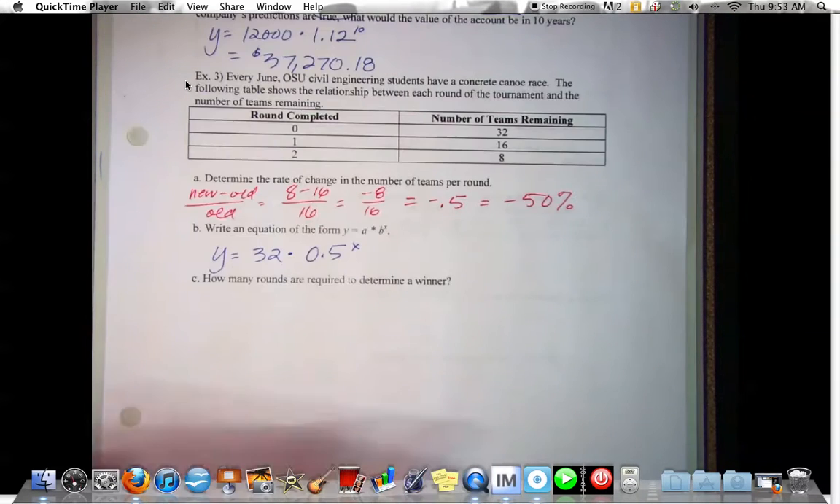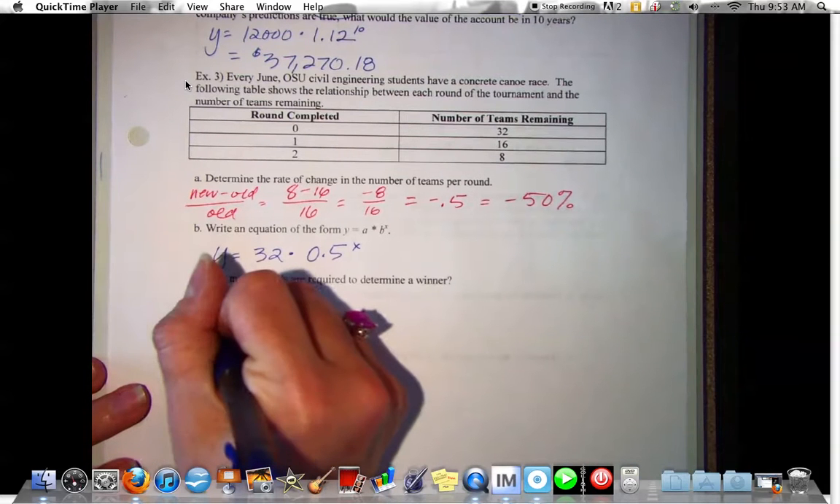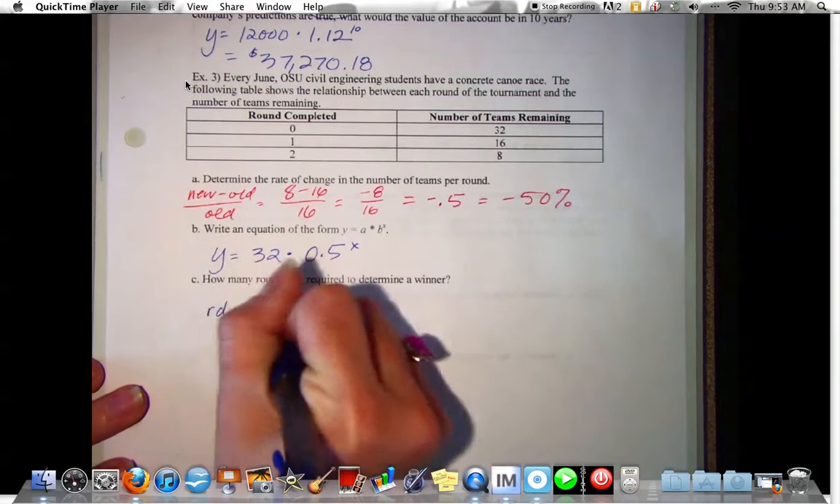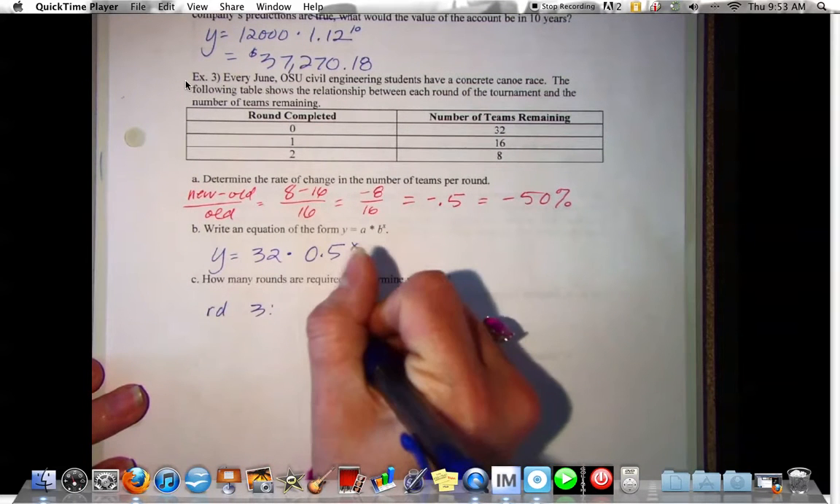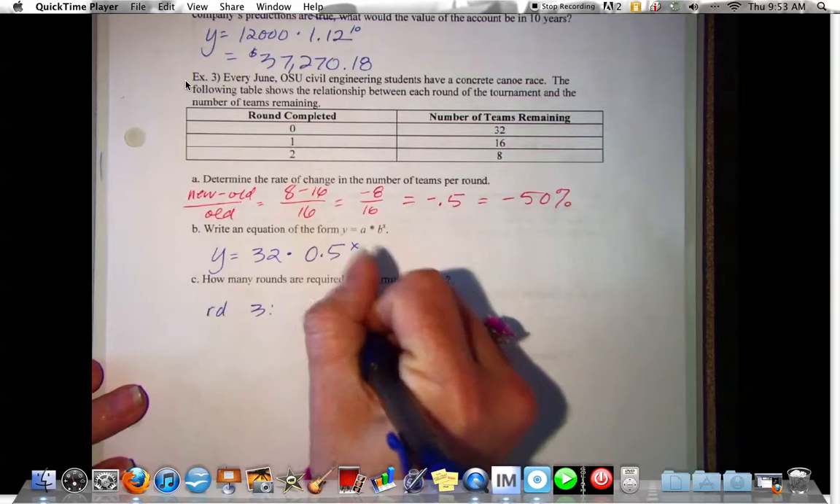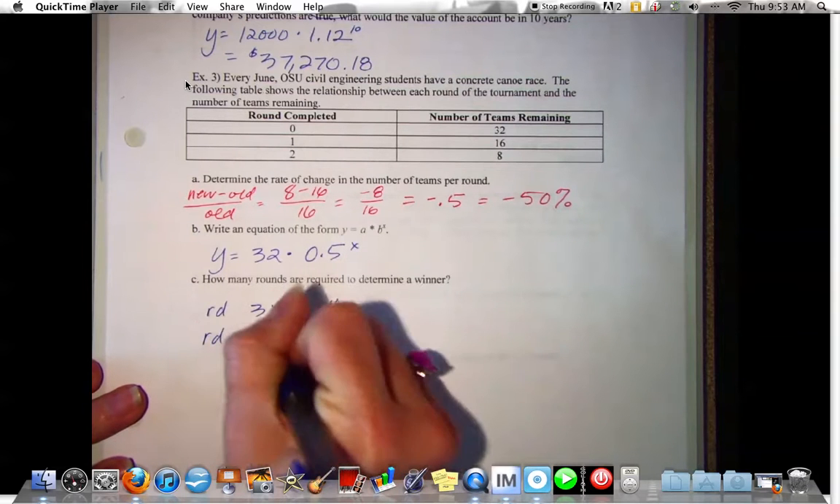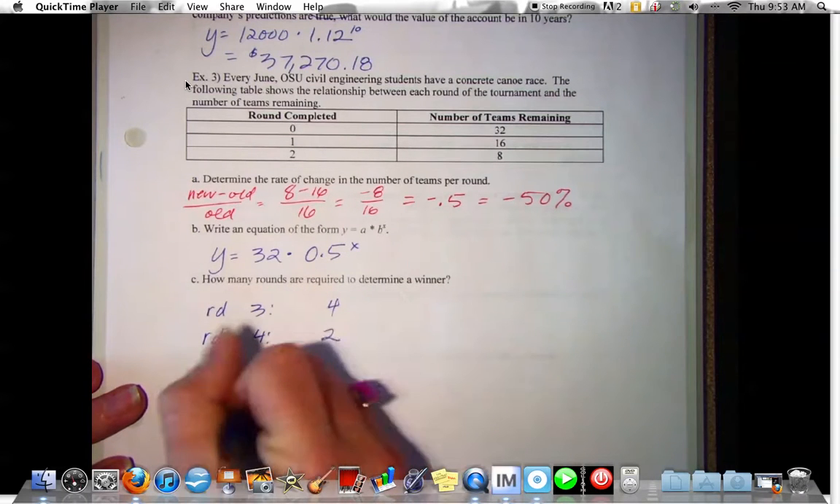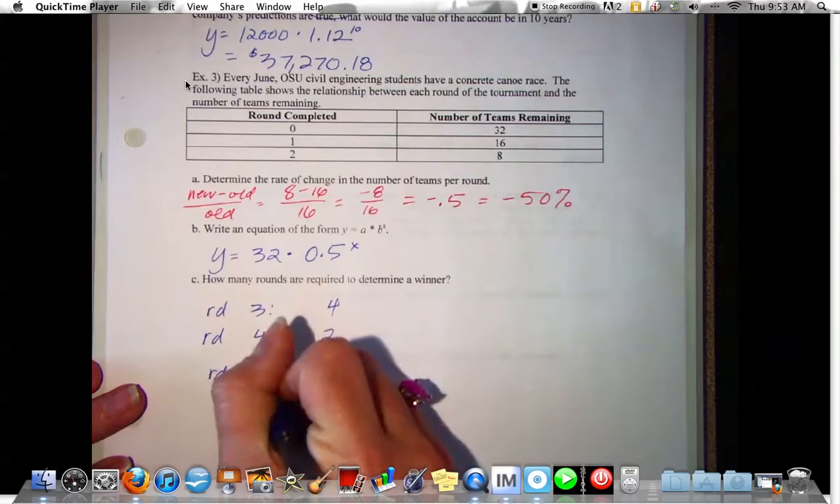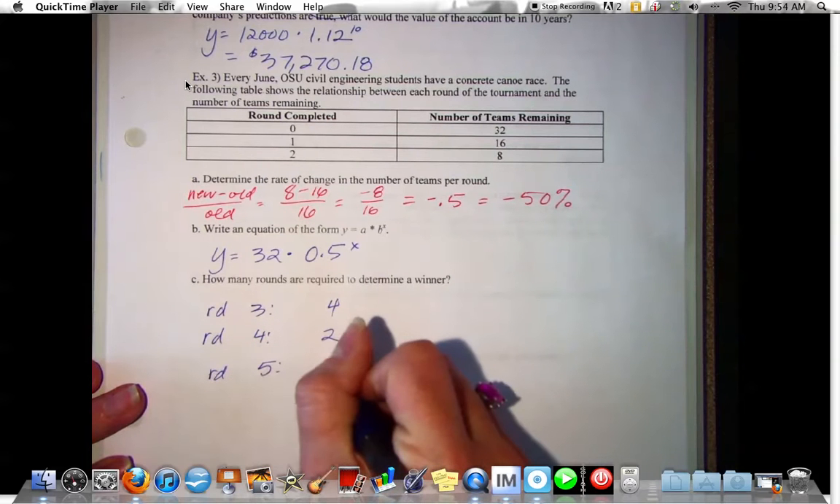So how many rounds are required to determine a winner? 5. How do you know that? Because you just divide by 2 and it takes 5 rounds to get to 1. Okay, so round 3, we would have how many teams left? 4. Round 4, we would have 2. So that means round 5, we would have 1.